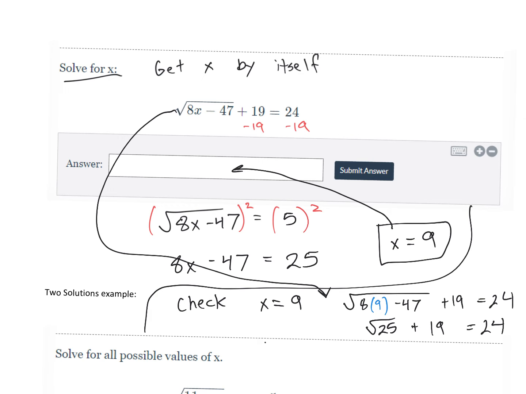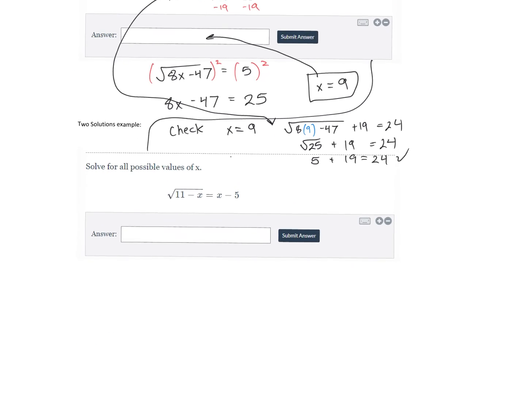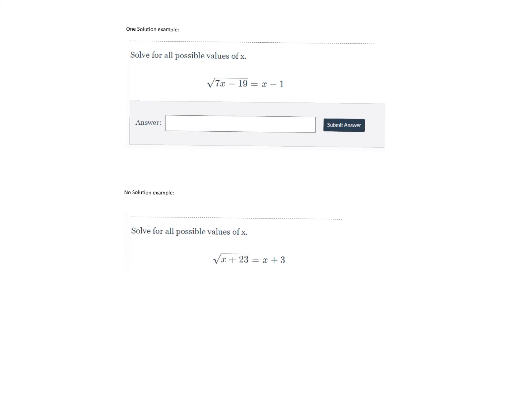Well, square root of 25 is 5. So this checks out, y'all. The left side does equal 24. But there's a chance it could not have, because the square root business does complicate things. Okay, so we'll do one more example, and then let's see if in the end something does not work.